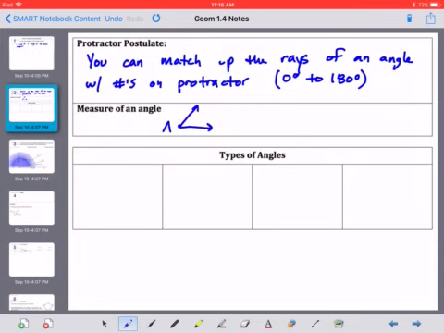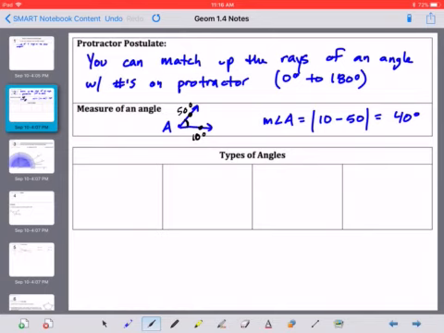We'll call it angle A. This ray goes through 50 degrees on the protractor, and this one goes through 10 degrees on the protractor. Then the measure of angle A would be those two angle measures subtracted, and then you take the absolute value so you don't get any negatives. So that would be 40 degrees for the measure of this angle here.